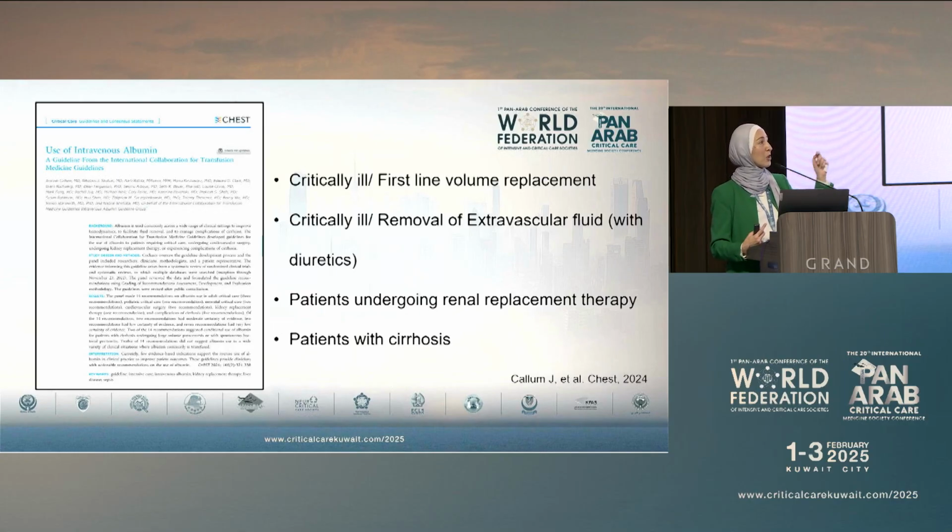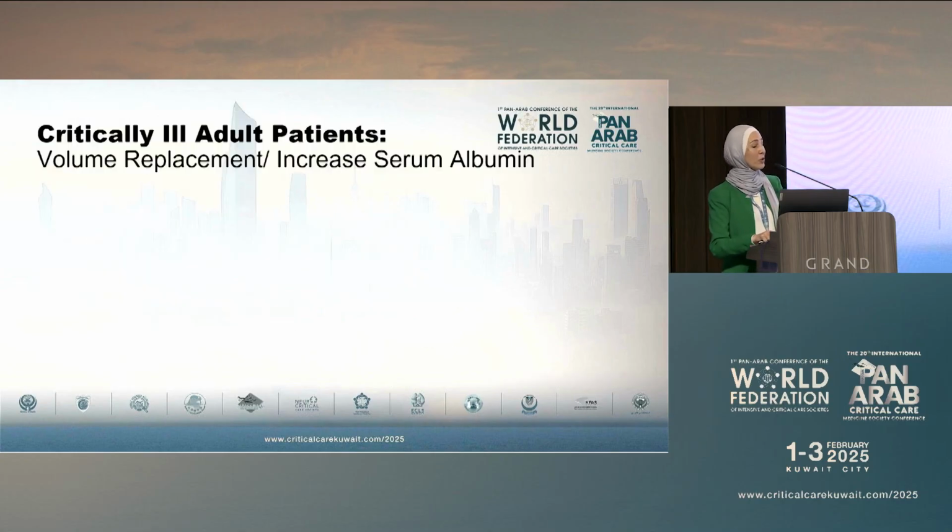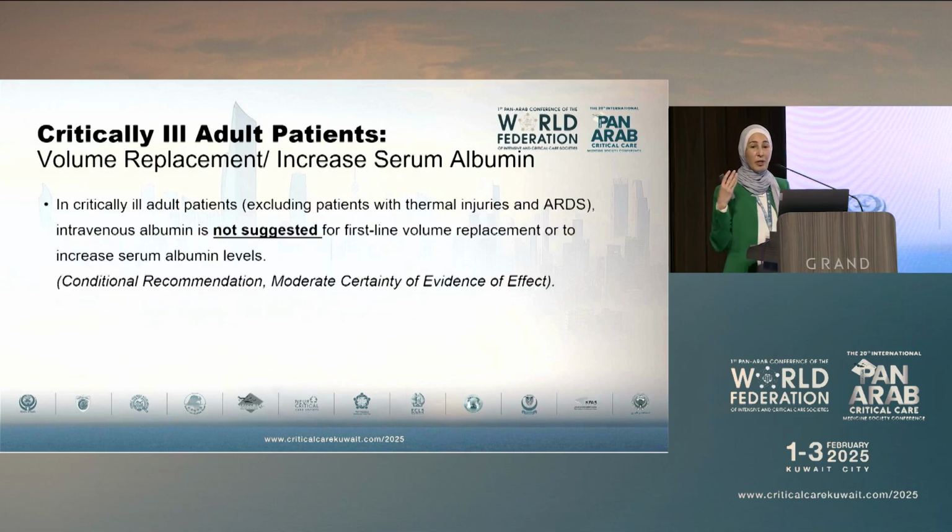So there is the first part, which is within our critically ill patients as first-line volume replacement. We also see it being used for the removal of extravascular fluid, generally with diuretics, that a lot of times people tend to combine with the use of diuretics. Patients undergoing renal replacement therapy, and also patients with cirrhosis. So I'll start with the first one, which is the volume replacement. And with that one, I think a lot of us are more aligned with that recommendation, where we don't generally use albumin as first-line volume replacement in our patients.